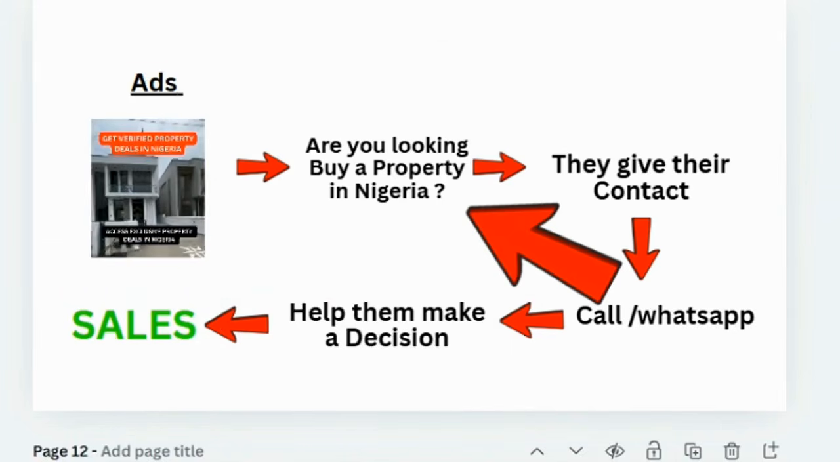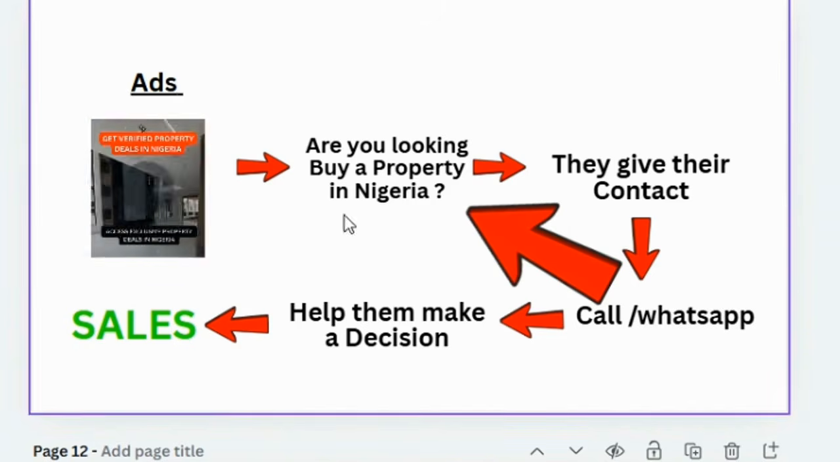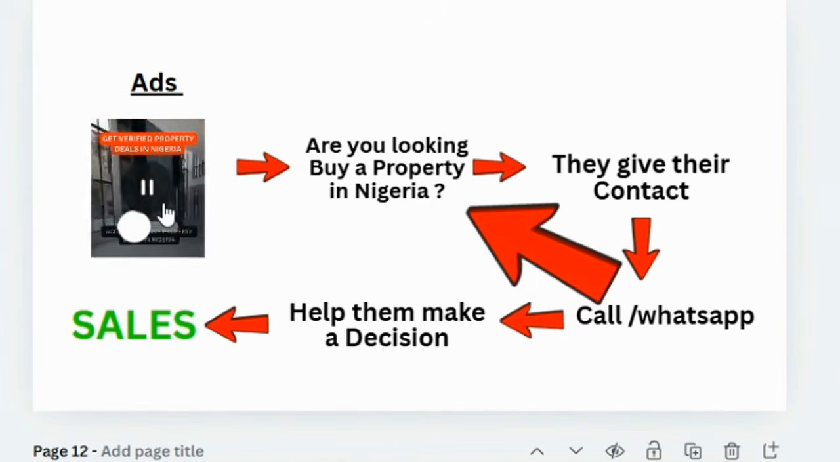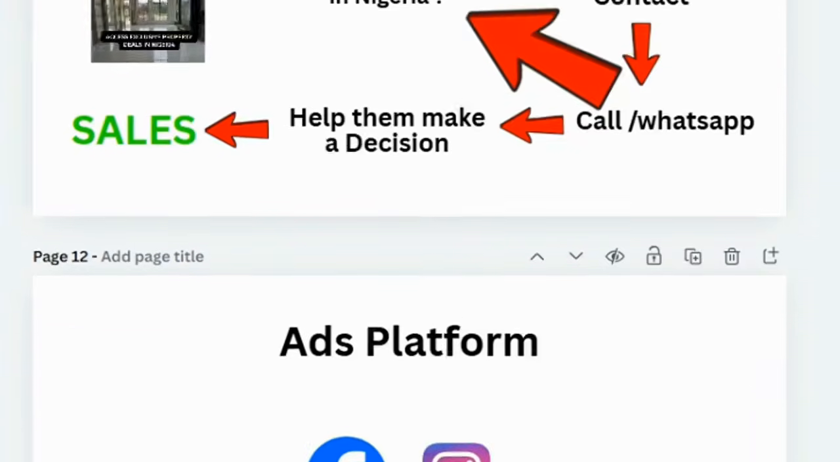So this is the hard creative, and it can come in different forms. But this is how I use the creative: very basic, very direct, to get them in first. All right, so let's continue now.